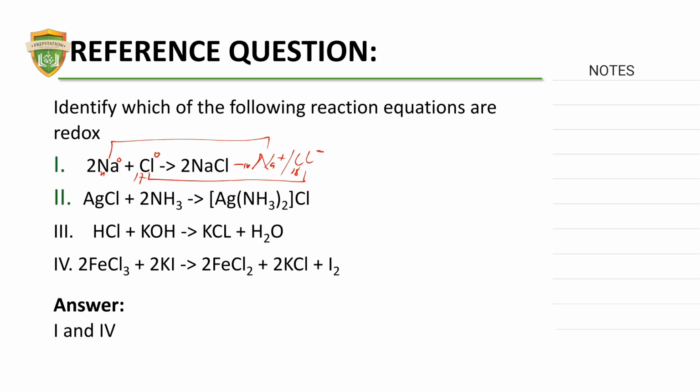But let's say II. No, this is not a redox because a complex is formed at this point. So there is no transfer of electrons. All of them come together and form a complex. So this is not a redox reaction.